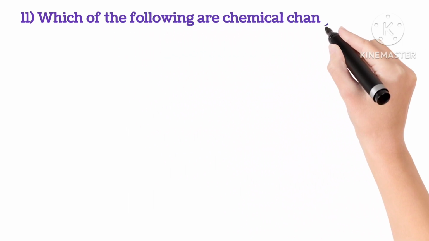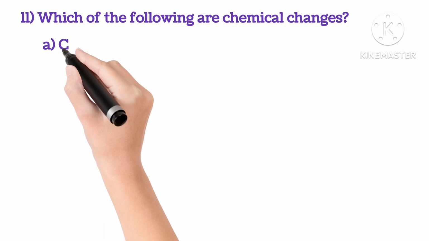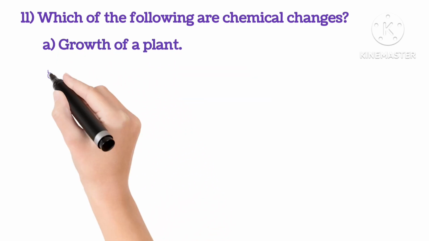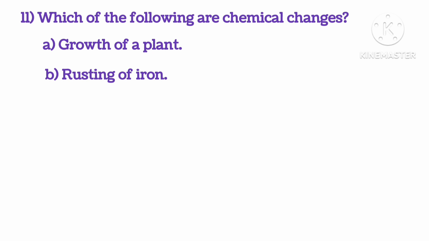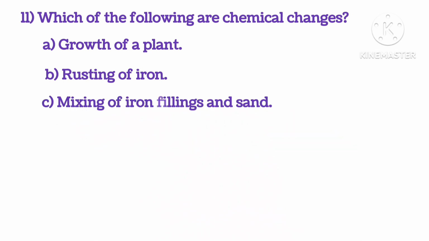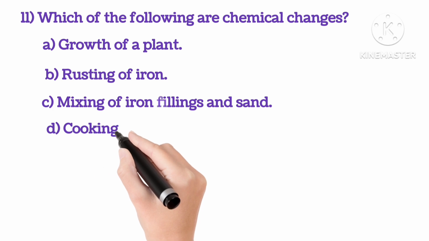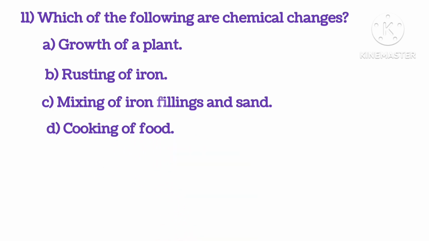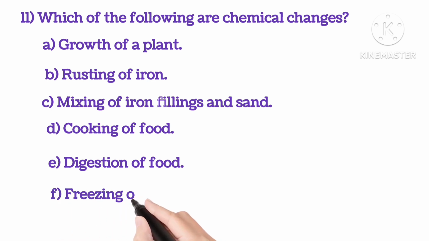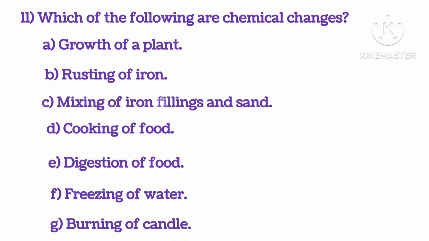Which of the following are chemical changes? Growth of plant, rusting of iron, mixing of iron filings and sand, cooking of food, digestion of food, freezing of water and burning of candle. So the chemical changes are taking place in growth of plant, rusting of iron, cooking of food, digestion of food and burning of candle.